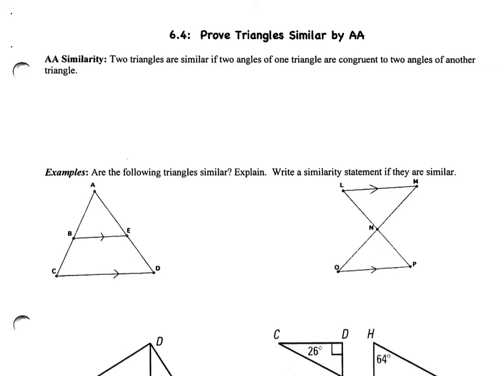Welcome to the 6.4 video, which is Proving Triangles Similar by AA. Today we're going to start learning the different theorems that can be used to prove triangles are similar. Today we're going to learn AA. Tomorrow in section 5 we're going to learn 2 other theorems.